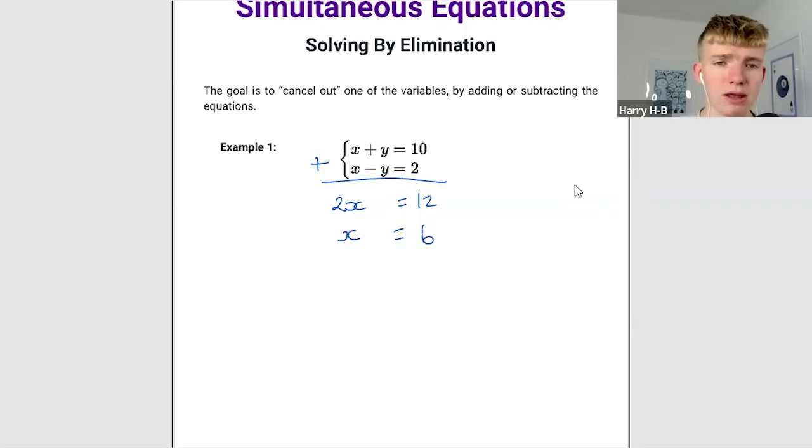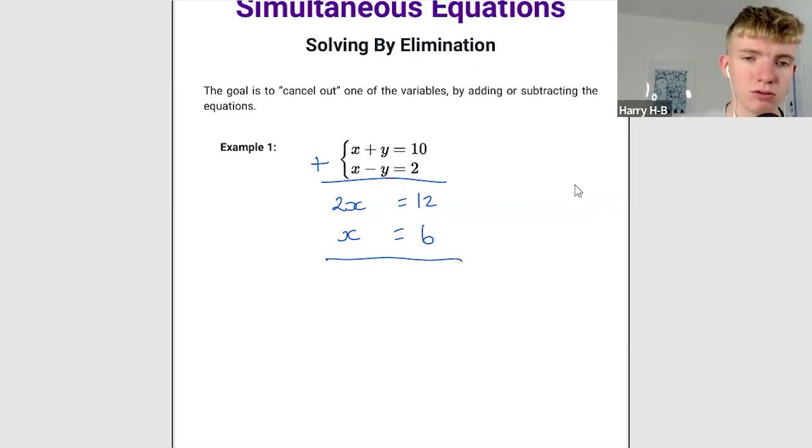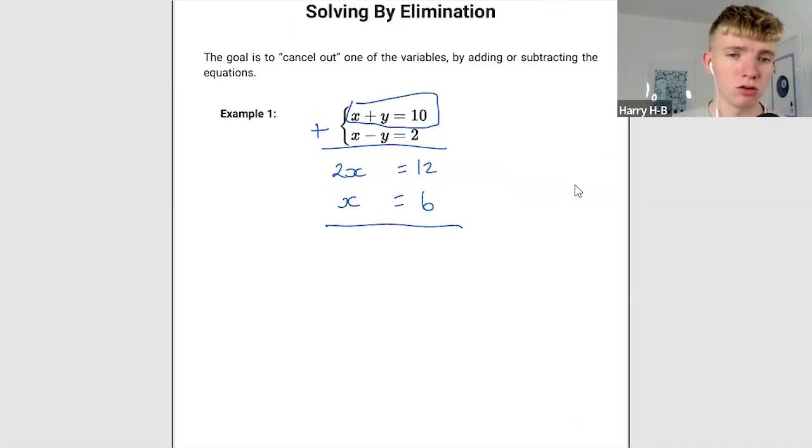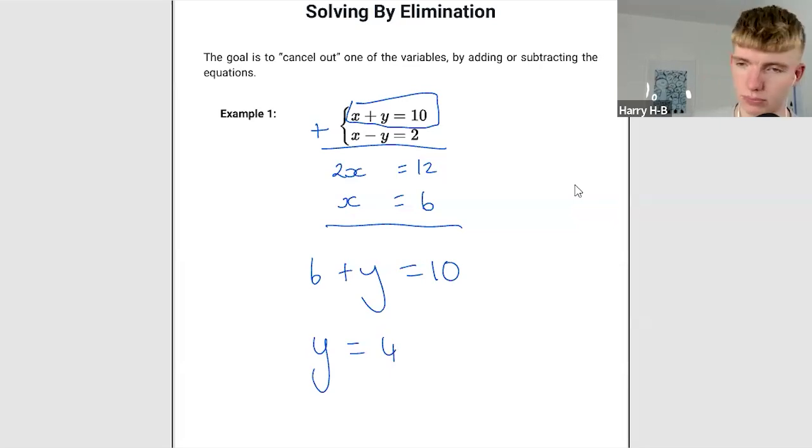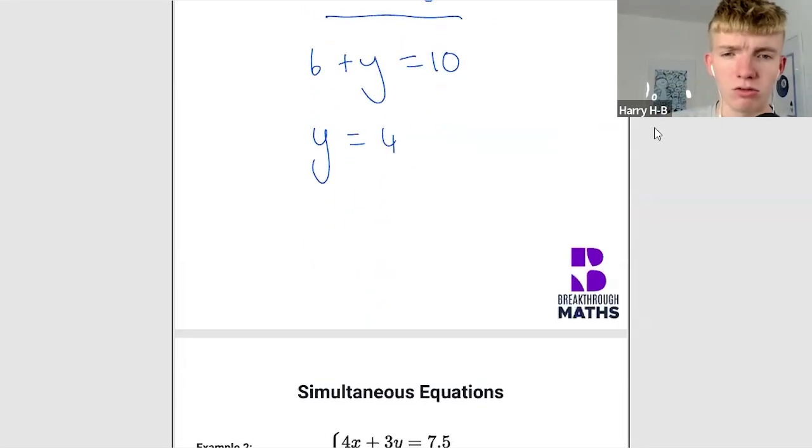All right, amazing. Now that we've done that, what we do, we substitute. Okay, we're going to take that x that we found out to be 6 and sub it into one of our equations. I'm going to choose this top one here. So x plus y is equal to 10. So we can change that x to a 6. So 6 plus y is equal to 10. And then we make y the subject to this, and we get y to be 4. Okay? Hopefully that makes sense.